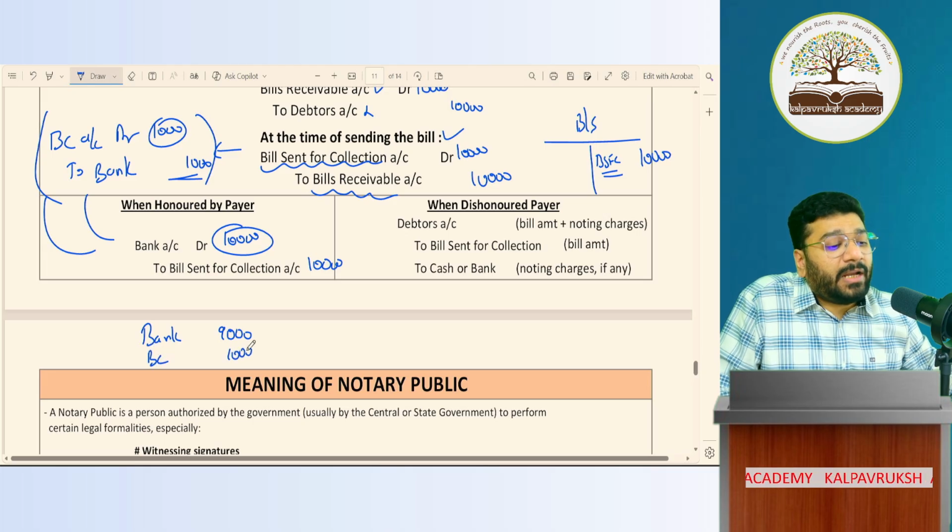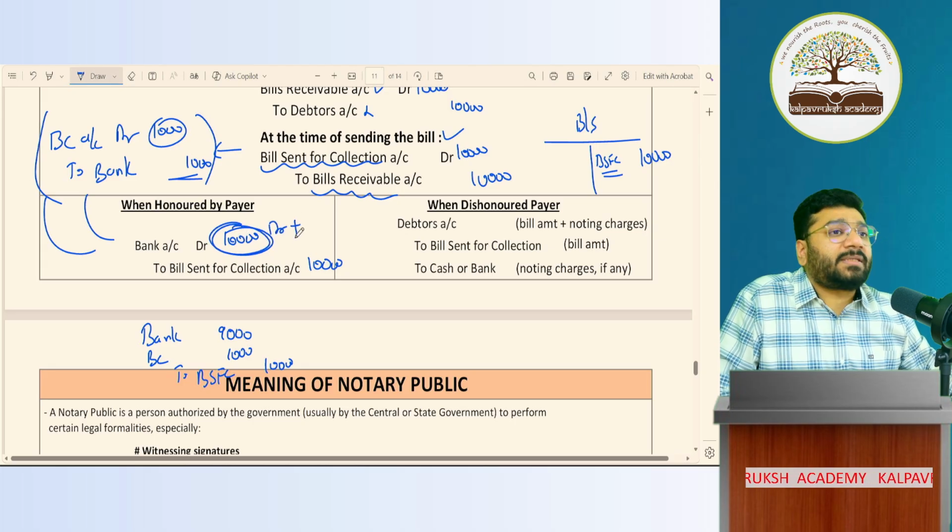Bank charges account debit how much? 1,000. Bills sent for collection is how much? 10,000 rupees. Same thing happening here also, no? In bank, 10,000 debit means plus. Bank 1,000 credit means minus.